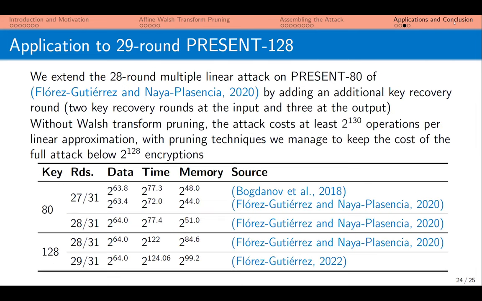We next look at PRESENT. So we take an existing attack on 28 rounds of the 80-bit key variant, and we are able to add an additional round to this attack. So we obtain the first attack on 29 rounds for the 128-bit key version. Again, this attack would not be possible were it not for these optimizations.